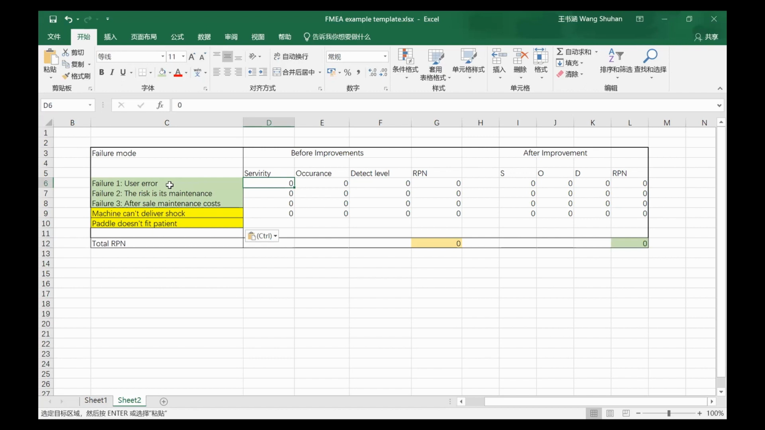Yes, actually, I think the term user error is somehow too big. This topic is too big for us to give a proper analysis. I will actually change it into untrained staff. This is a very common problem for user error as well. Yes, and for the risk for the maintenance, probably we can also change it to the leakage current. This is a very good point. Leakage current. Yes, this is good.